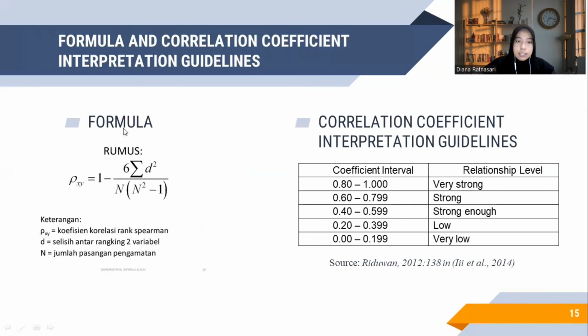This is the formula of the correlation test. And then the guidelines for seeing the correlation results of the two variables are as follows: 0.90 until 1.000 is very strong, and then 0.60 until 0.799 is strong, and so on, as stated in this table.